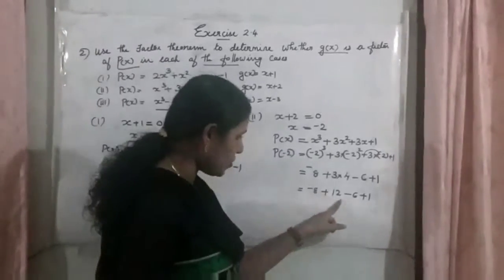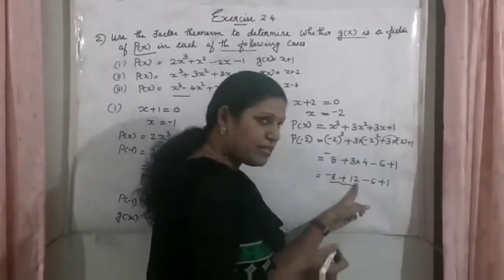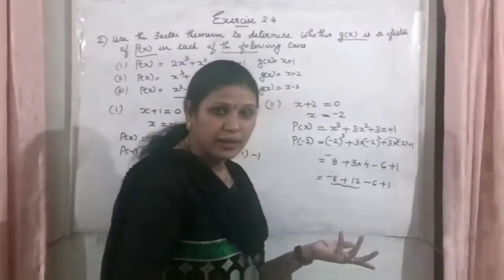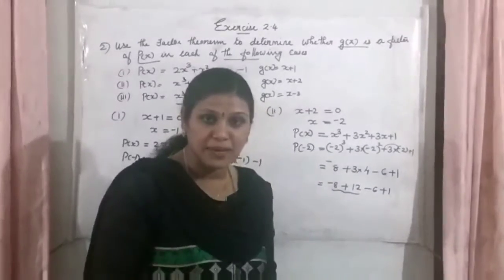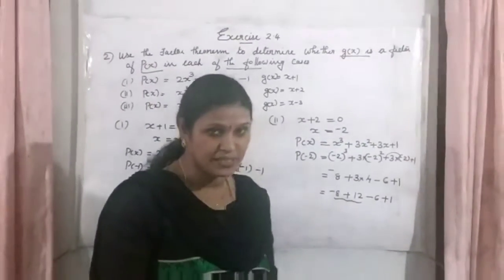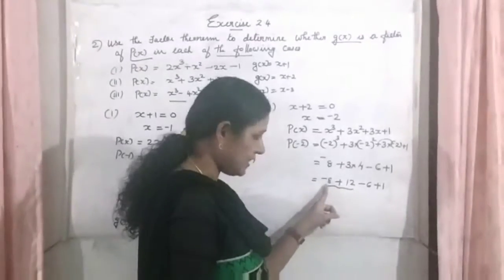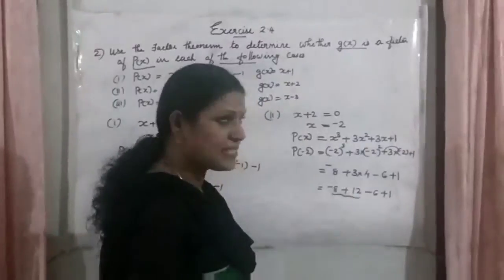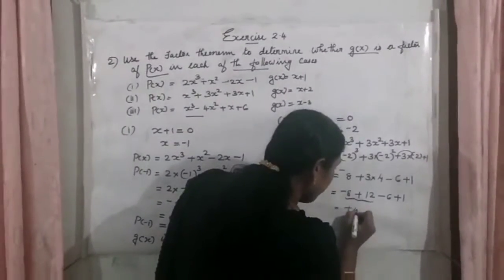Minus 8 plus 12. First we find this value. Minus 8 plus 12 is what? When different signs come, what will we do? We subtract and put the bigger number's sign. That is 12 minus 8 is 4, and the bigger number's sign is plus. So we get the result plus 4.